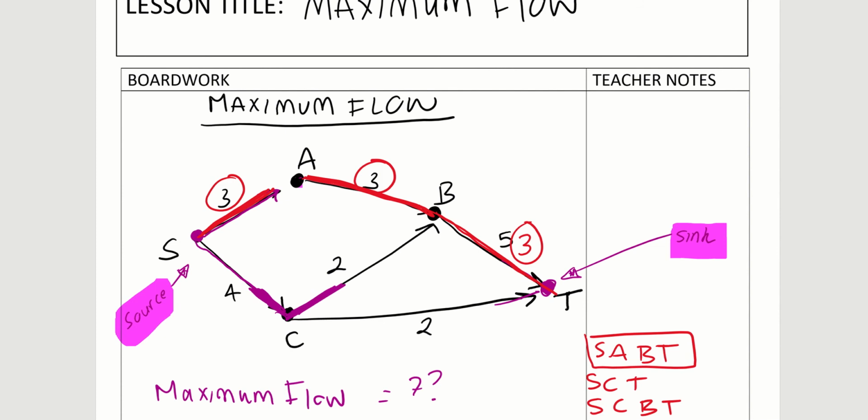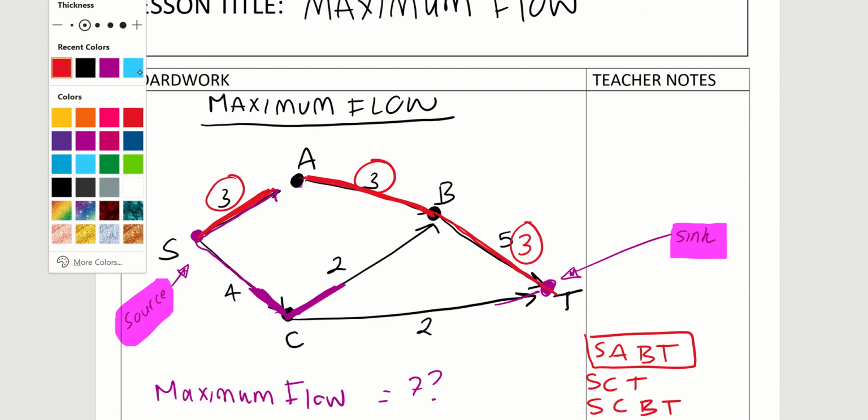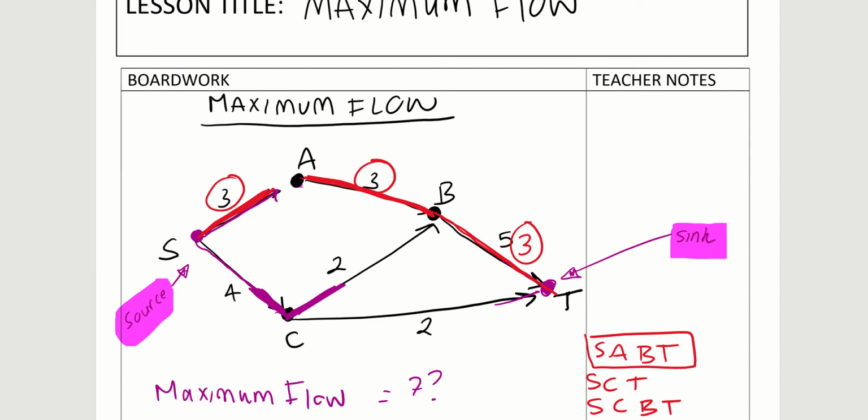So now let's have a look at one of the other routes. If I change my colour, let's have a look at SCT. Well, the maximum amount, it's the smallest number along the pipe. The maximum amount you can see is going to be 2. Okay, because even though 4 can be travelled through the first one, 2 is the most that this path could handle in litres. So I'm only going to be using 2 litres along that flow there.